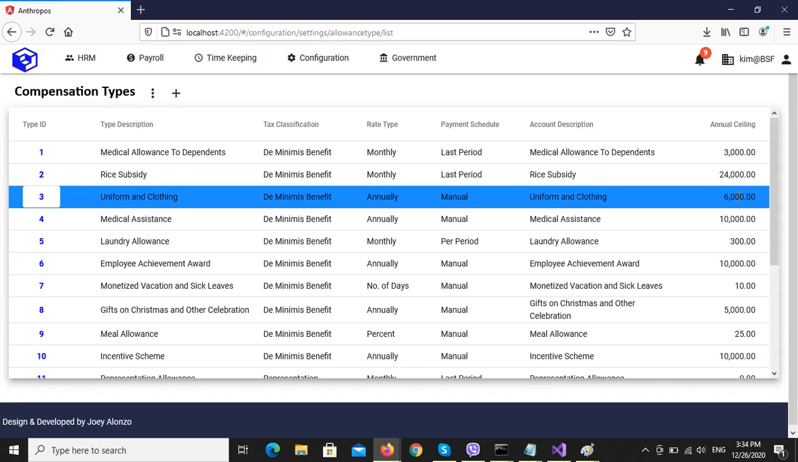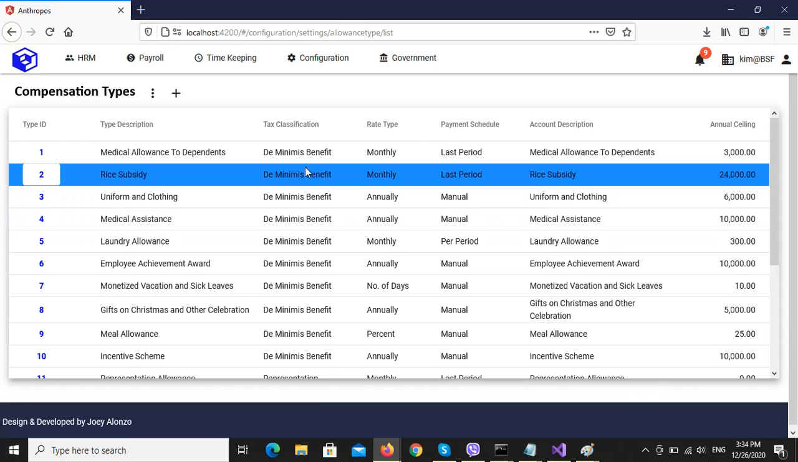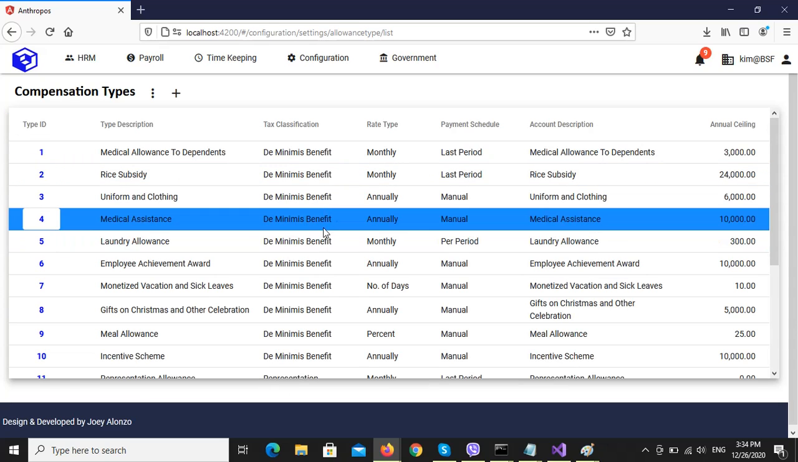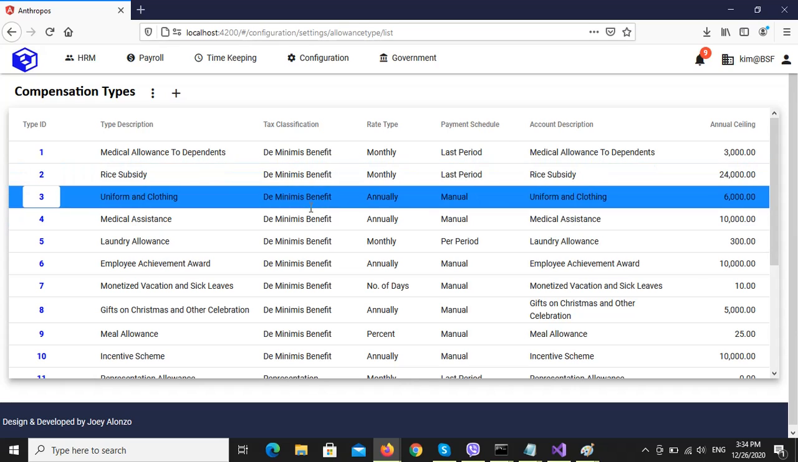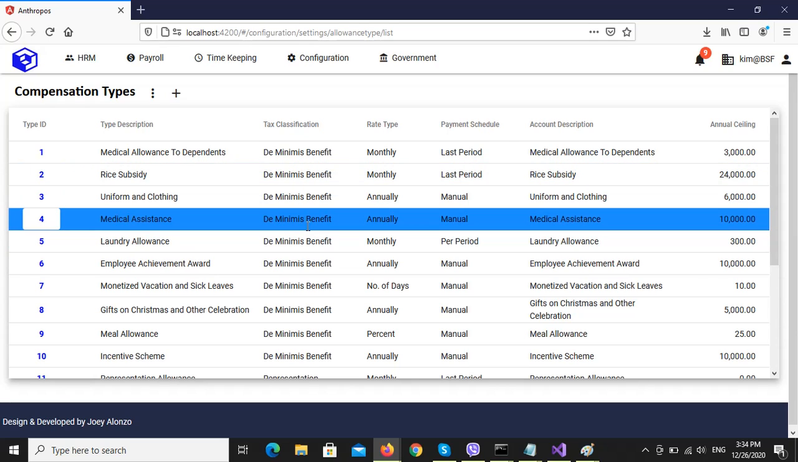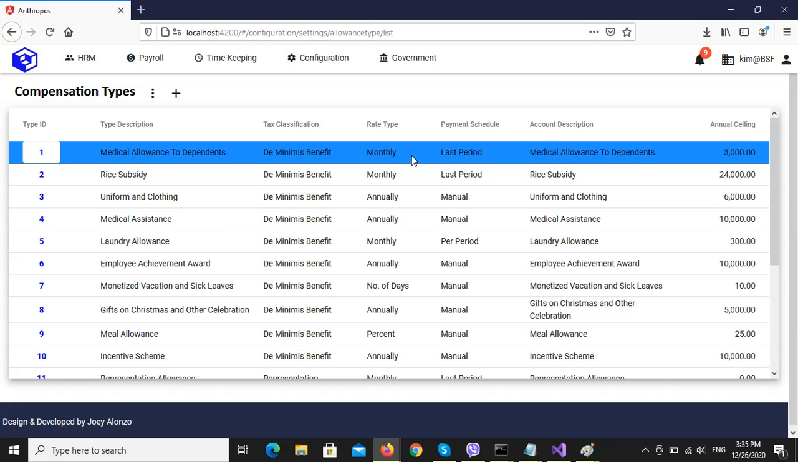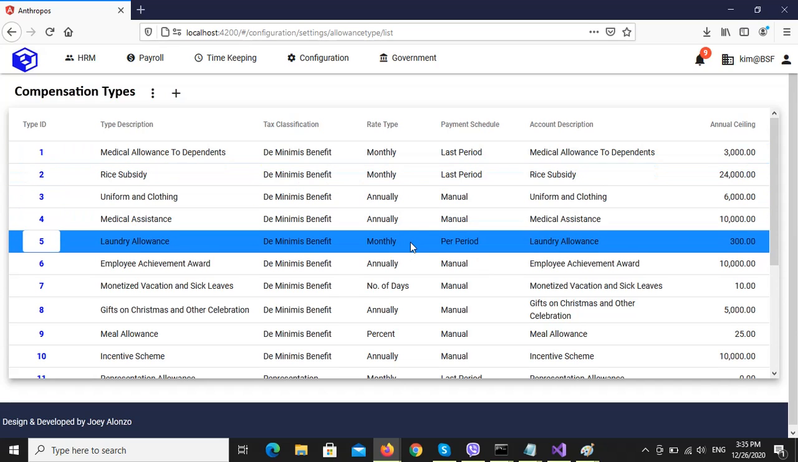This also has something to do with the calculation in the summary of payroll. Later I will discuss how it is being used in the summary of payroll. Then here you need to specify the rate type, whether it's monthly, annually, or daily.